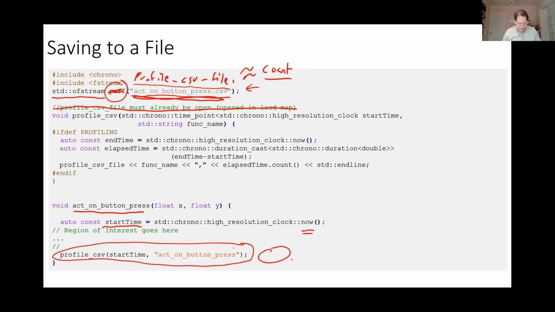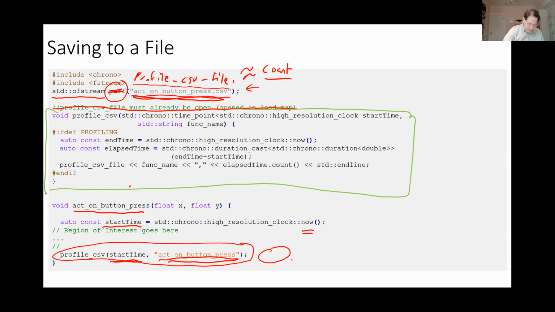So this helper function, I'm going to pass in the start time, and I'm going to pass in the name of my function, like a string to identify who am I. And now let's go look at that helper function. Let me draw this in a different color. That helper function is up here. I called it profile CSV. And what does it do?